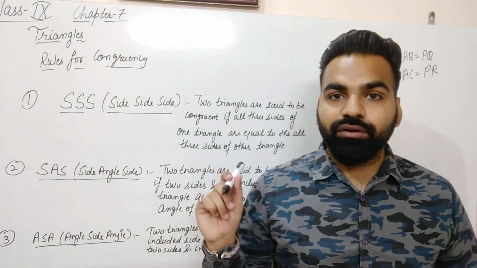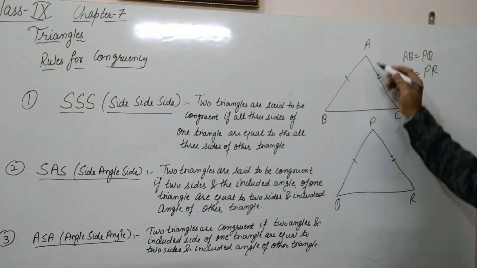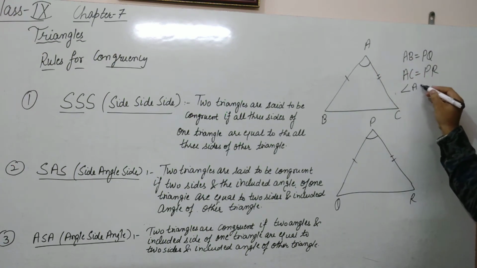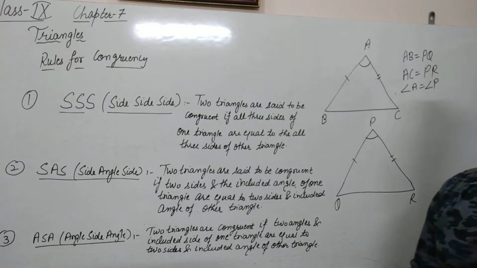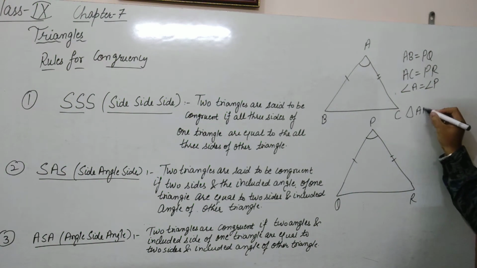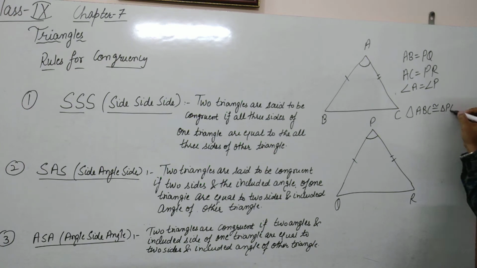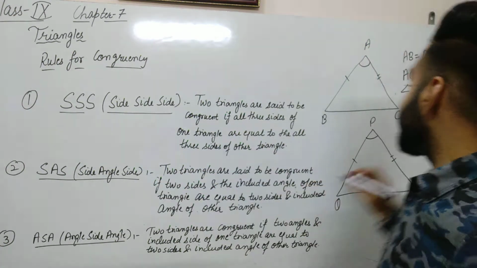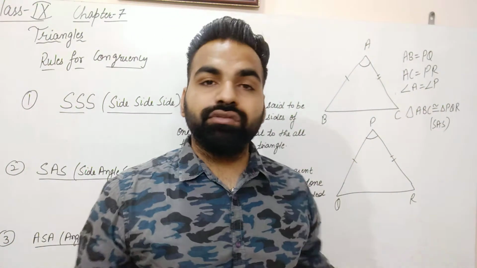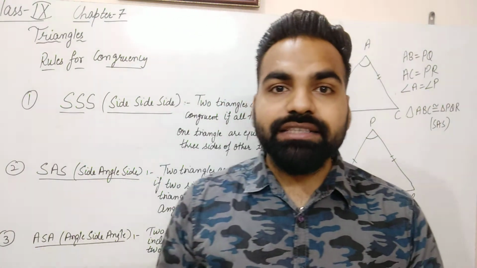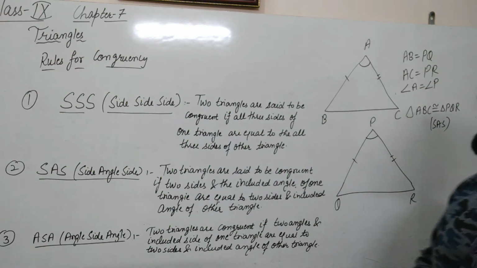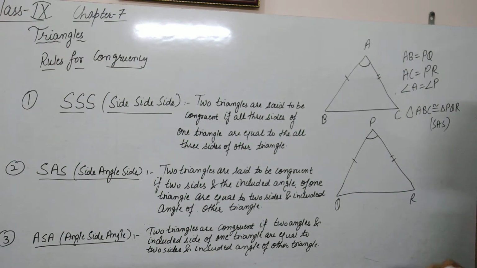Now two sides are equal and one included angle. What is the included angle? The angle lying between these two equal sides, that is, angle A should be equal to angle P. If these conditions are satisfied, we say triangle ABC is congruent to triangle PQR under the rule SAS, that is side angle side. The SAS rule is only satisfied when two sides and the included angle of the first triangle are equal to those of the second triangle. Clear everyone? So this was rule SAS.